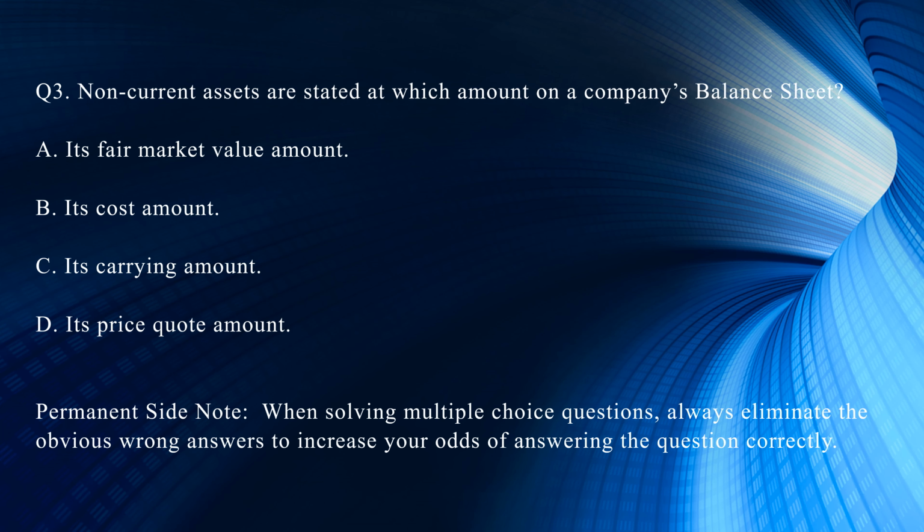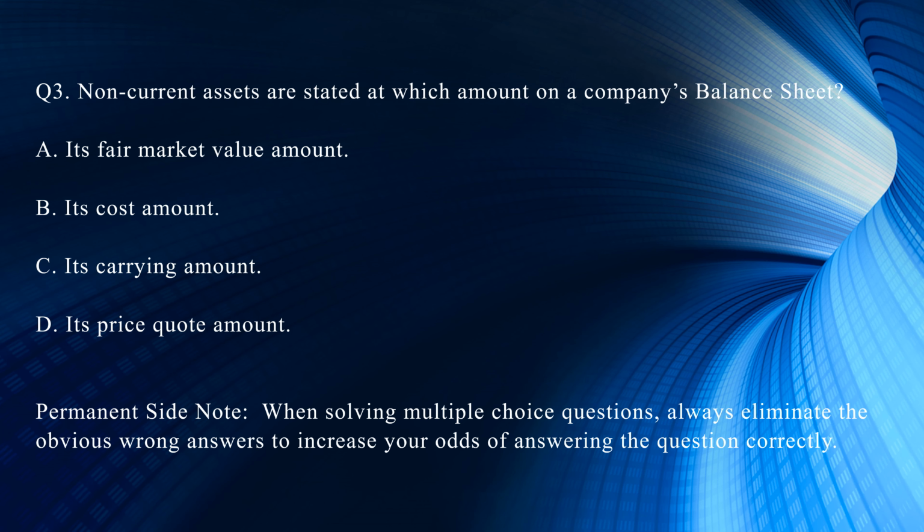Question number 3. Non-current assets are stated at which amount on a company's balance sheet? A, its fair market value amount. B, its cost amount. C, its carrying amount. D, its price quote amount.